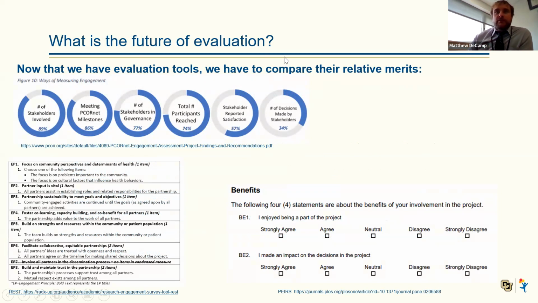Well, I think that now that we have evaluation tools, we have to be able to compare the relative merits of different tools. So on the screen here, I've shown three different examples of evaluation tools, one from PCORNet, one from the REST tool that's on the lower left, and one from the Pierce tool, that patient engagement and research scale, again, that I referenced on the prior slide. And just to give you a minute, you look at the items that are on these different evaluation tools, I think we could all agree that they're quite different. Just take a minute and look at them, look at the questions that are involved.